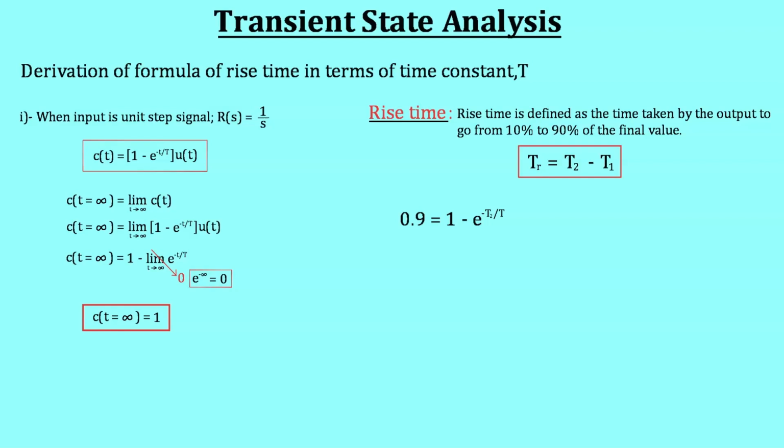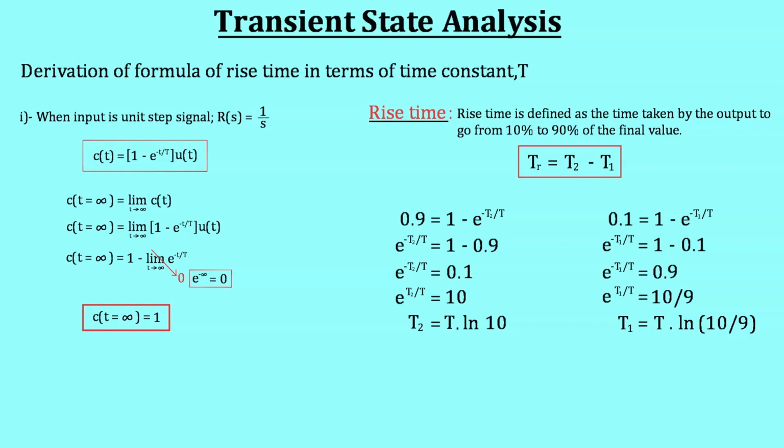90% of the final value to find the value of the time t2. 90% of the final value, which is 1, will come out to be equal to 0.9, and putting the value and solving this equation, you can find the value of t2 to be equal to time constant multiplied by natural logarithm of 10. In the same way, you can find the value of t1, which will come out to be equal to time constant multiplied by natural logarithm of 10 divided by 9.